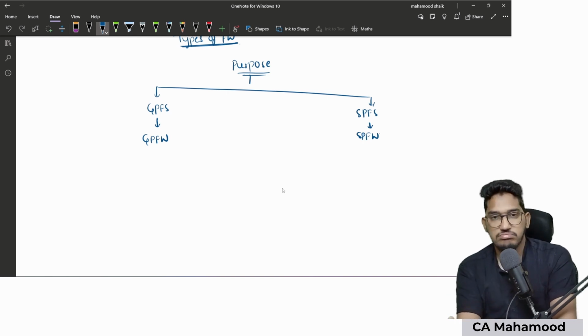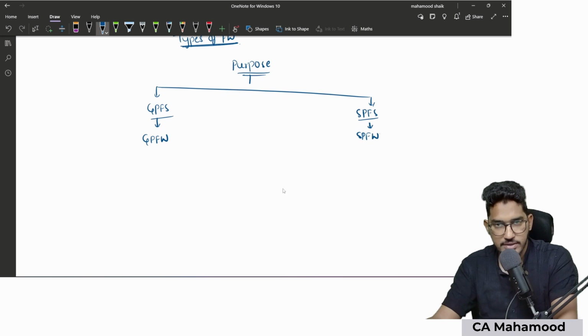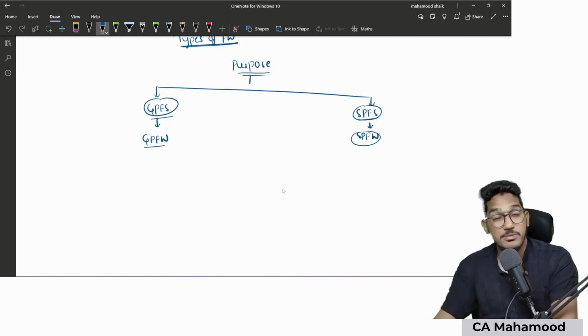Simple definition, no? Quite obvious. So they are simply saying on the basis of purpose, financial statements are divided into two categories: general purpose financial statements and special purpose financial statements. General purpose financial statements are prepared as per general purpose framework. Special purpose financial statements are prepared as per special purpose framework. But in order to make this discussion complete, first we need to understand what is this general purpose framework and what is this special purpose framework.